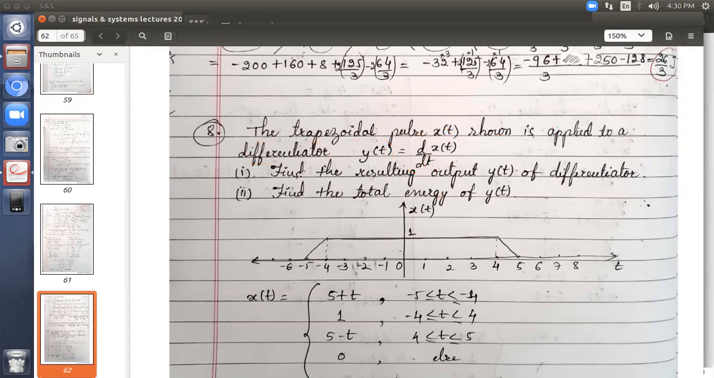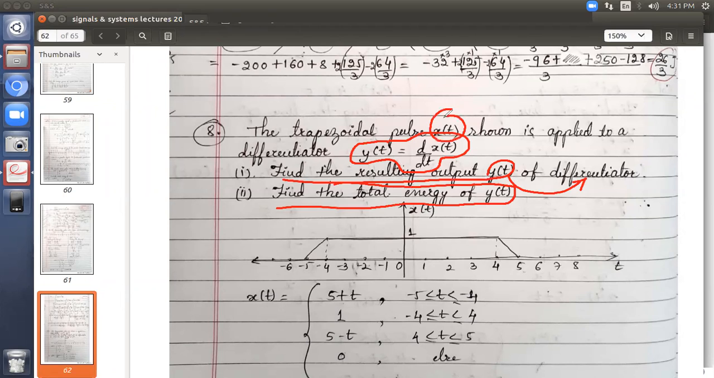So what do we need to find? Find the output y of t. If this is the relationship between y and x, we need to find the output of the differentiator, first thing. And second, find the energy. Just now we have calculated the energy of x in the previous question. Now we have to find the energy of y. After applying the differentiation, what output do we get, and on that output, what will be the energy?